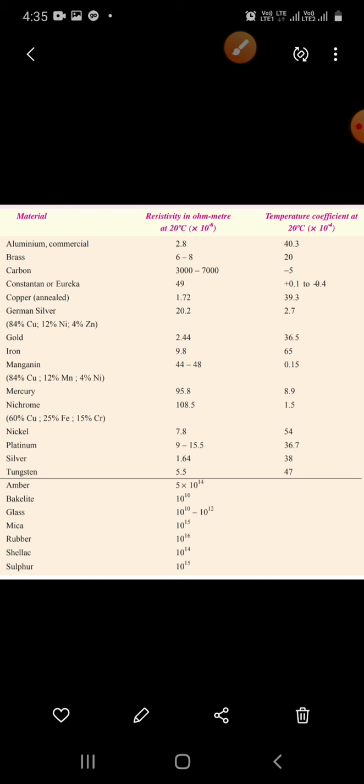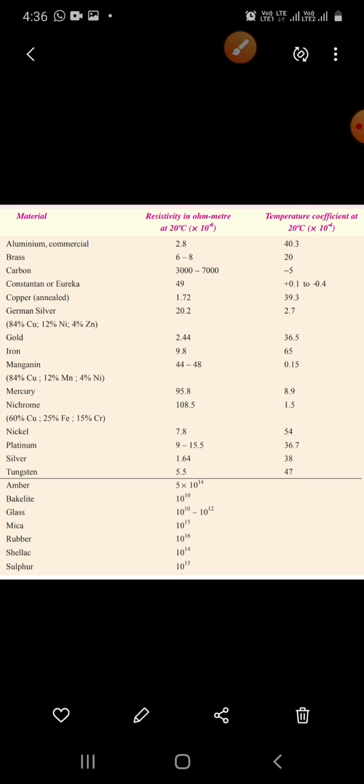Then for annealed copper, you can see the resistivity in ohm meter and the value of the temperature coefficient. Then for German silver also you can see the magnitude here. German silver is 84% copper, 12% nickel, and 4% zinc, so this is a compound material.